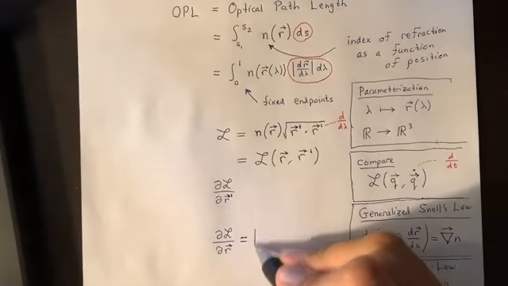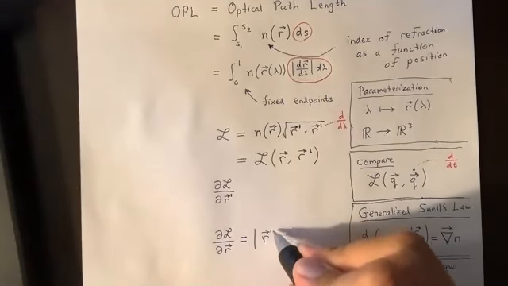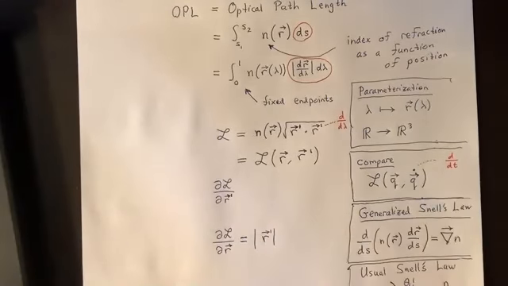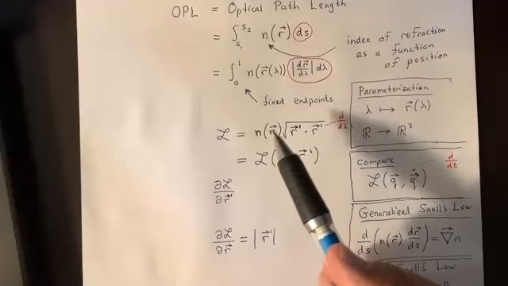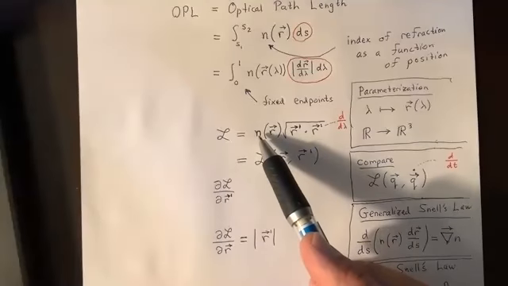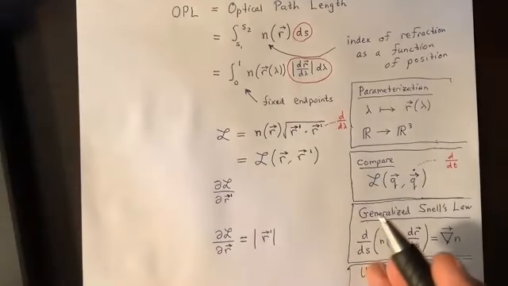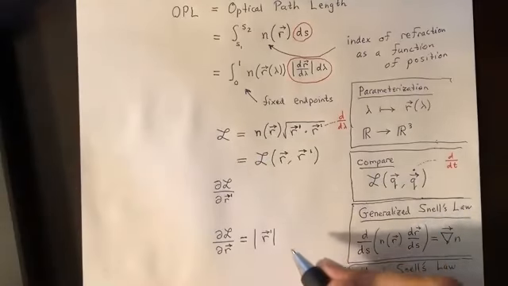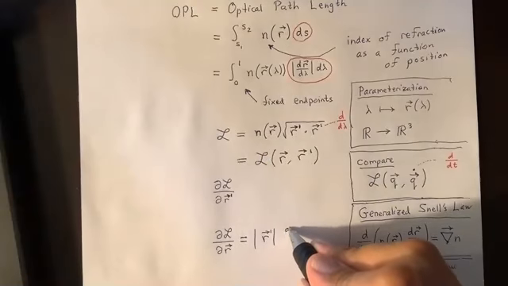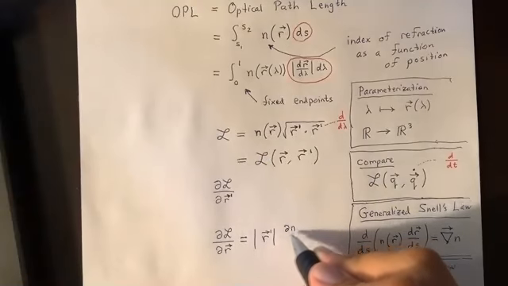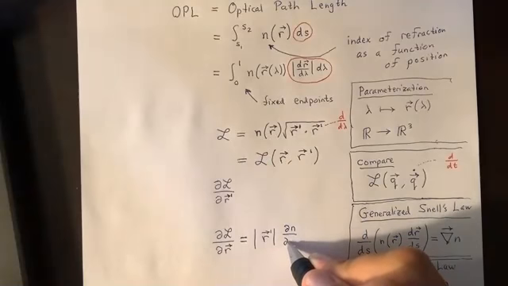So we've got the magnitude of r prime. That's simply a multiplicative constant. And then we have a collection of derivatives, right? The derivative of the index of refraction with respect to x, y, and z. And so that would be, in this notation, we'll just write it as partial n partial r.